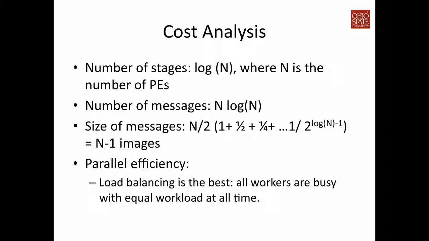About the parallel efficiency, as you can see, because at every stage all the processors are busy, in terms of computational load balancing, it is the best. And they also perform the same amount of work, that is, compositing the same size of image as everybody else. So this is the famous binary swap algorithm used for parallel volume rendering. Okay, so this concludes our topic of parallel volume rendering and parallel image compositing.